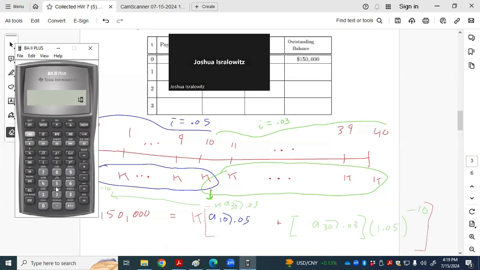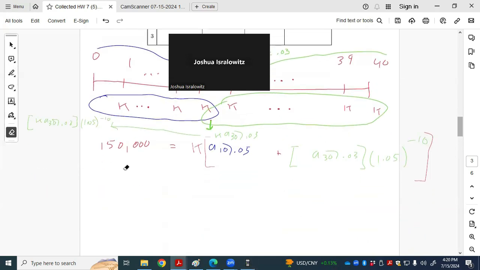Discount by 10 years. Do 1 over 1.05 to the 10th, times 150,000. We're gonna get 7,593.13.